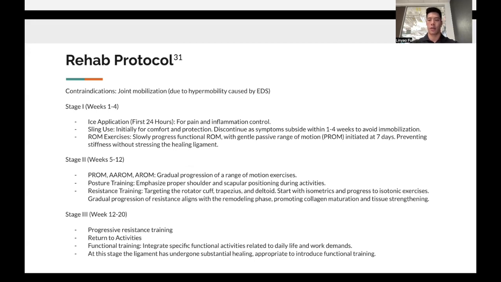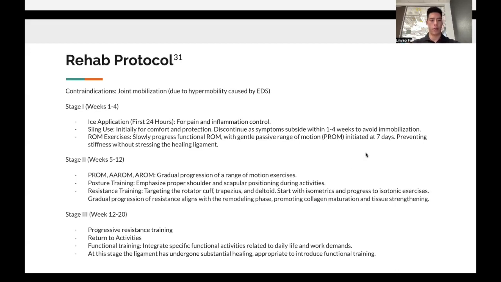First, I want to address the contraindications. Because of the Ehlers-Danlos syndrome for our patient, joint mobilization is contraindicated due to the hypermobility of the joint. And also we want to stay on the conservative side in terms of load and range of motion progression due to the impairment in tissue healing.